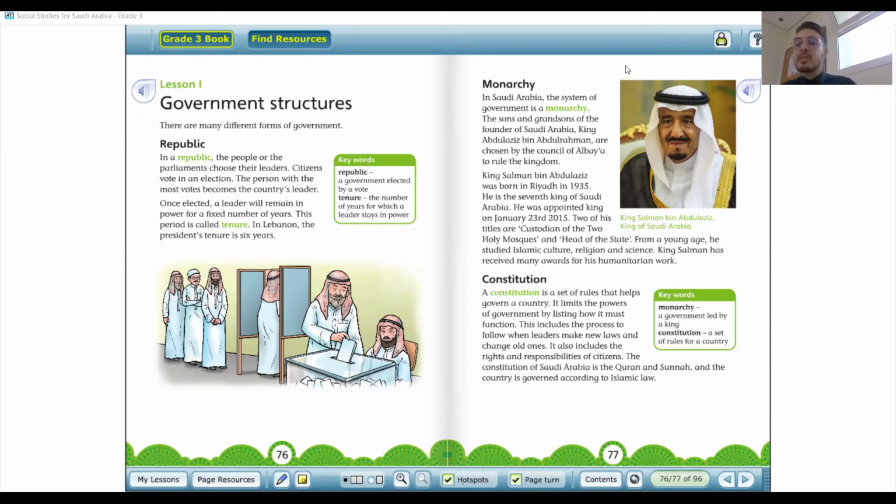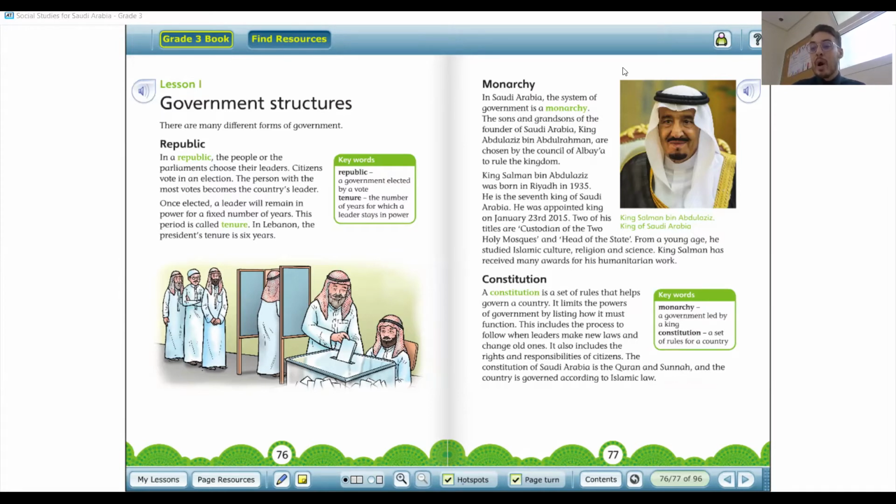You are born into royalty. So with a monarchy, how it is different from a republic is that in a republic, people have to vote a person into power, but a monarchy is where you are born into royalty. You are of royal descent or royal blood.